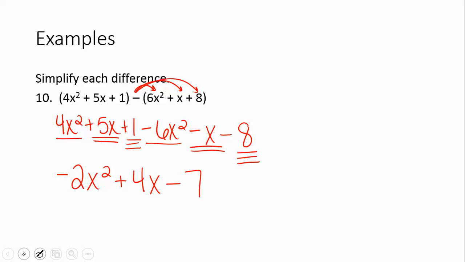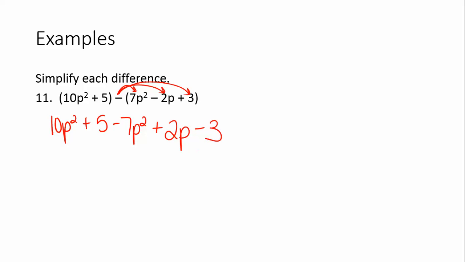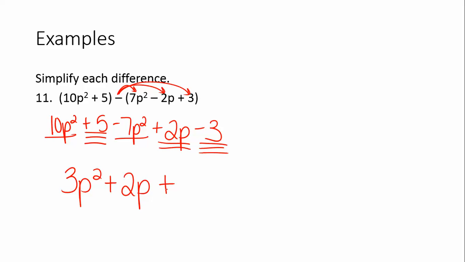Last example here to try on your own. Distributing that negative through, so we have 10p squared plus 5 minus 7p squared plus 2p minus 3. Remember, a negative times a negative is going to be a positive. So we have 10p squared, we subtract 7p squared, we now have 3p squared. The next term I need is the p term. Notice I only have 2p here, nothing to combine with it. And then we have our positive 5 minus 3. That's a plus 2.